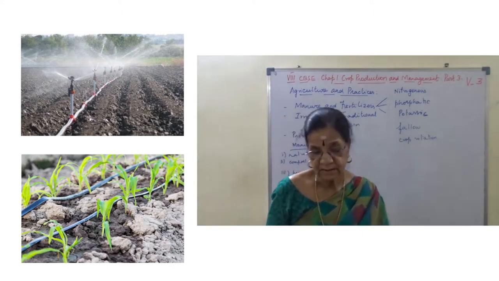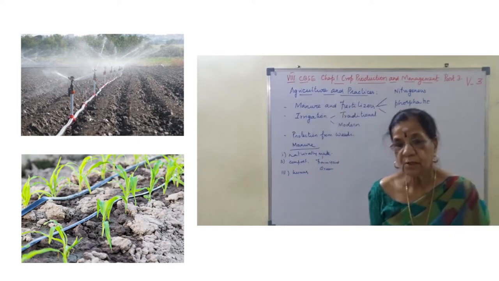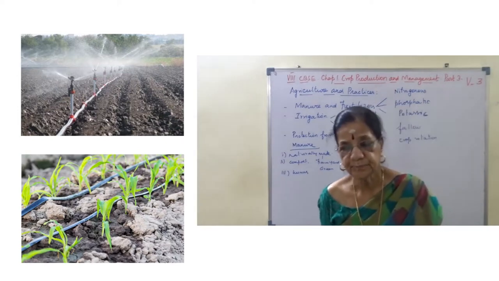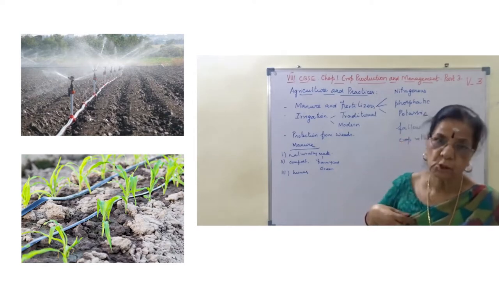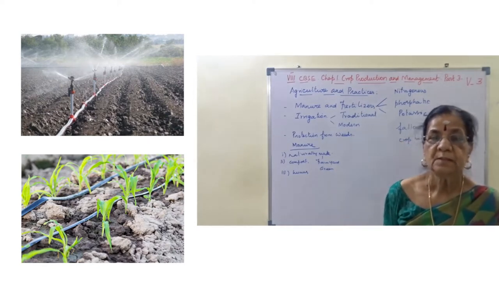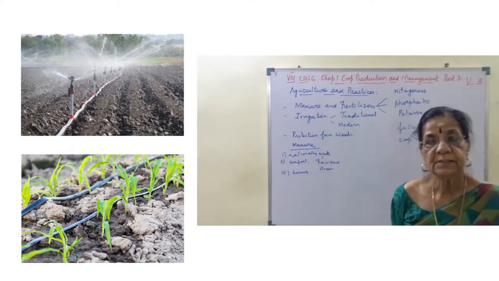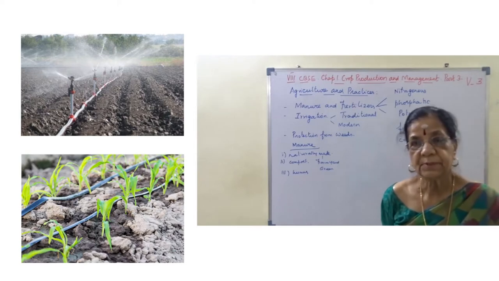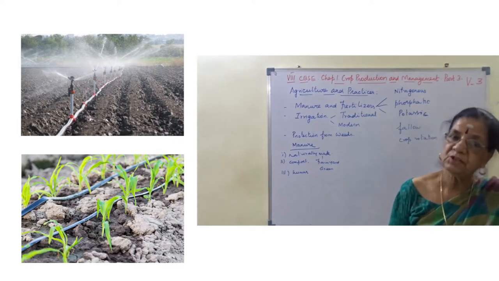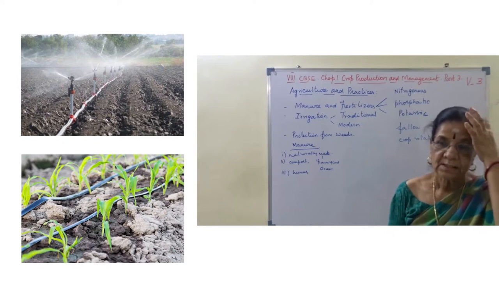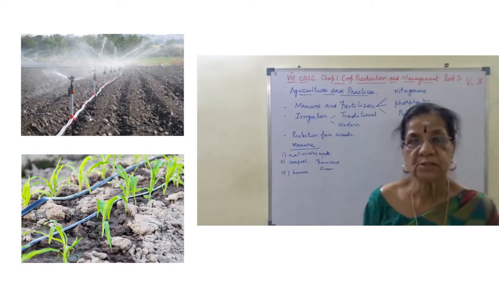Whenever it is required, the supply of water is decided based on the requirement of the crop, and the crop may be grown in different seasons, different climatic conditions and different parts of the world. So it differs from region to region. Right? And then the availability of the water.